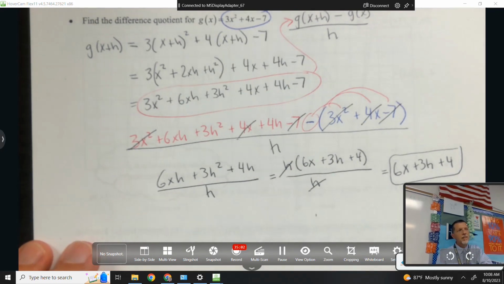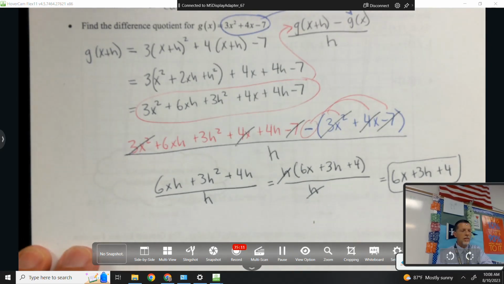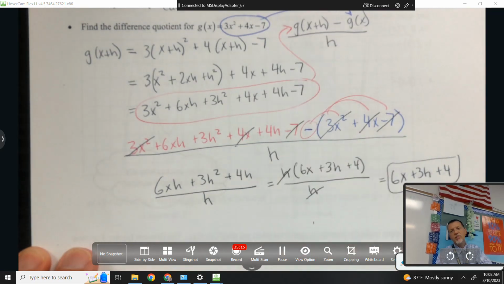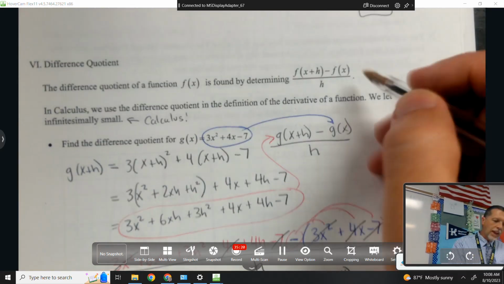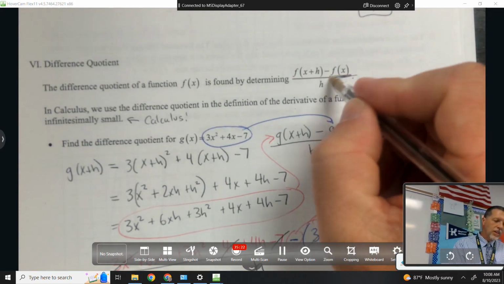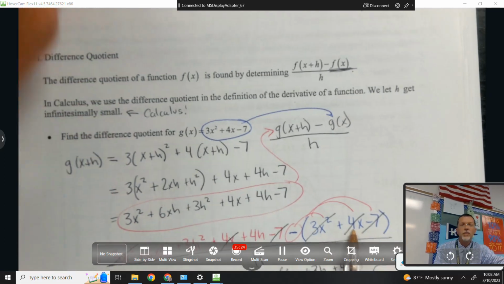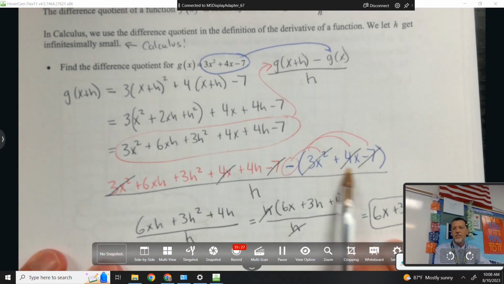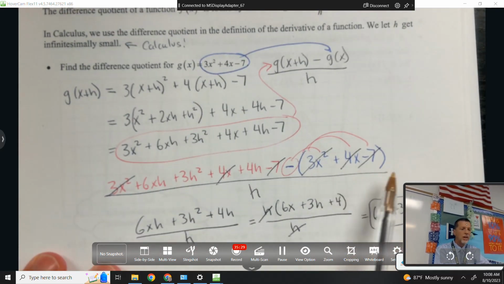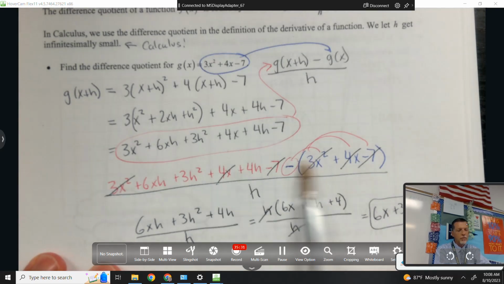So there's just a whole lot of steps. It's not hard. You have to know what the difference quotient is. Find the f of x plus h, and then just be careful from there on out. If it's a polynomial, like f of x, everything in f of x will cancel. If you get into fractions and square roots and some weird stuff, it doesn't cancel so nicely. But for polynomials, it's always going to cancel.